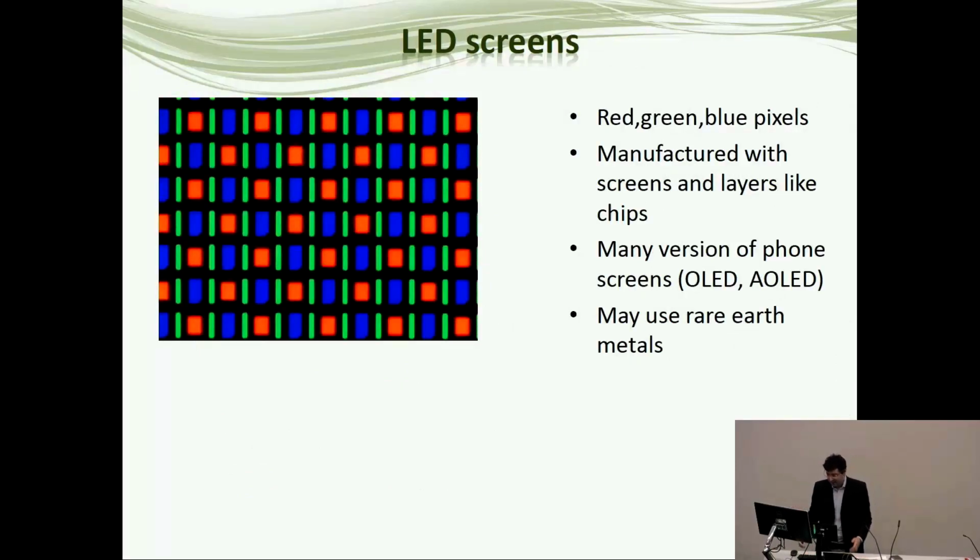So nowadays, your screen probably looks like this. This is a close-up of your mobile phone. This is an LED screen. LED stands for light-emitting diodes. Remember, the diode is the half a transistor. It's a semiconductor that only allows electricity to flow through one way.